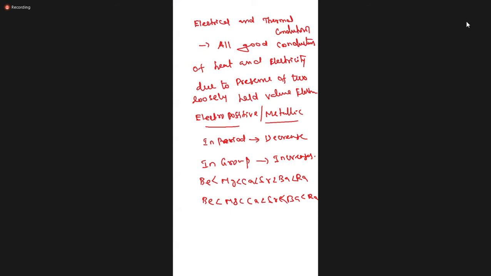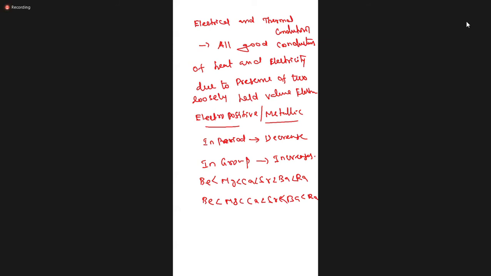Sir, what type of questions will come from this chapter in JEE Mains? In second A group elements, what is the melting point order? They will ask the order. We don't have to calculate anything. In second A group elements, what is the hydration enthalpy?